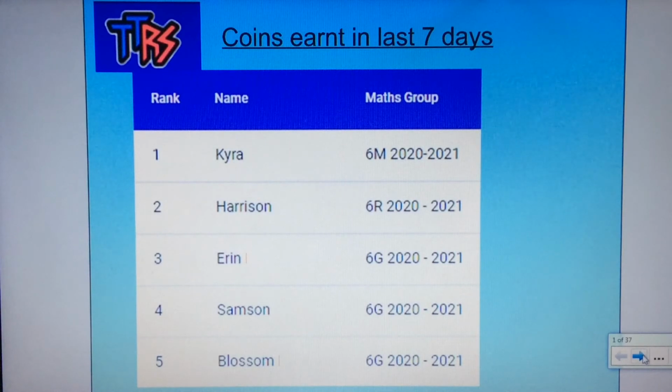I'll start today's lesson with a TT Rockstars shout out. This is to the top 5 children in Year 6 who have earned the most coins over the last 7 days. So I've given you 2 dojo points each. Well done Kyra, Harrison, Erin, Samson and Blossom.